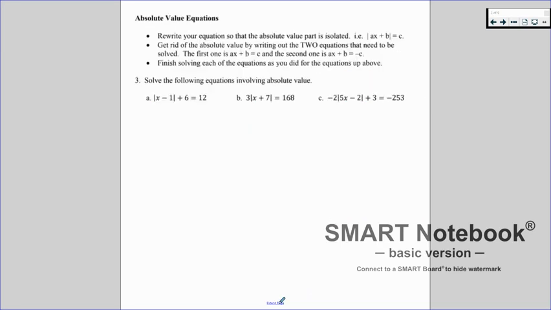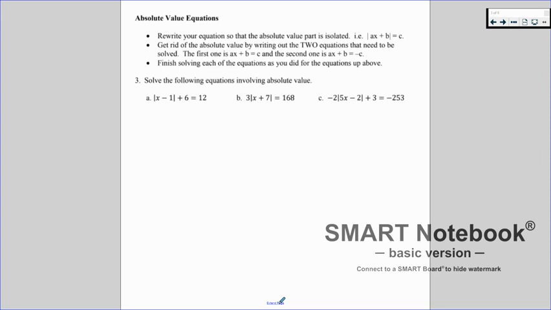All right, on to number 3, absolute value equation. So again, we're going to rewrite the equation so the absolute value part is isolated. So really we want to get the absolute value by itself. Whatever is in there, we want to get that part by itself first. And then when we get to the absolute value, how do we undo that? We undo that by writing 2 equations, and we're going to solve those separately.